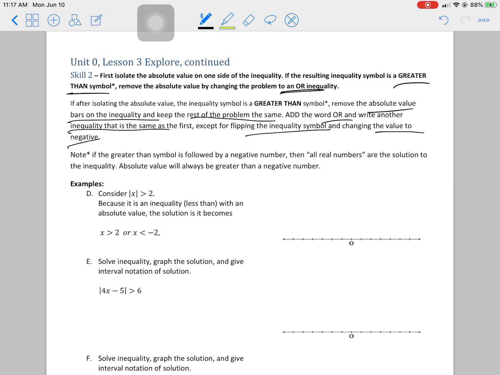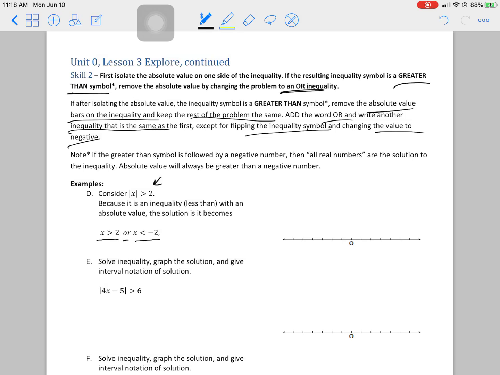So that seemed like a lot. Here's the easy one to start with. I have an absolute value alone on one side, and I have a greater than symbol and a positive number 2. So instead of turning it into an and, I put the same thing back without changing anything, add the word or, and then flip the symbol and add a negative to the 2.